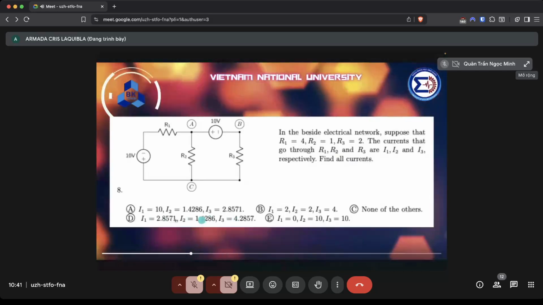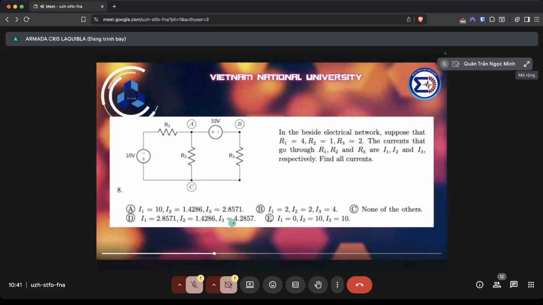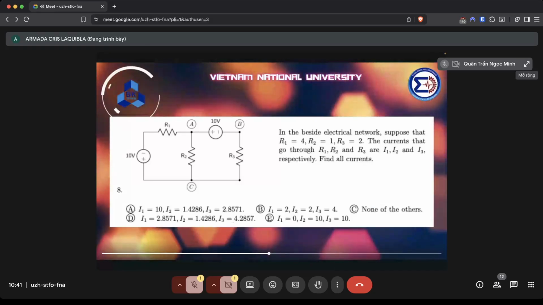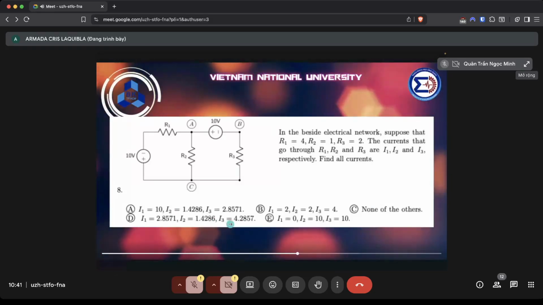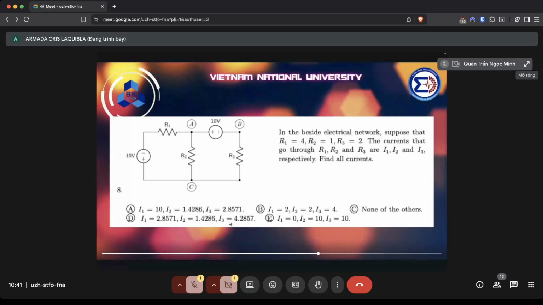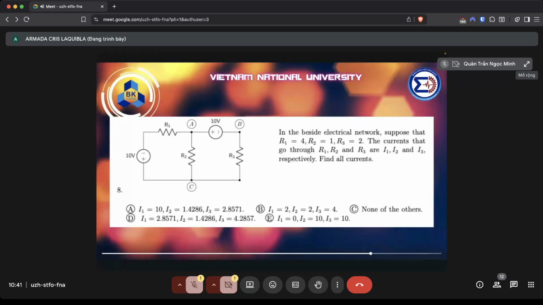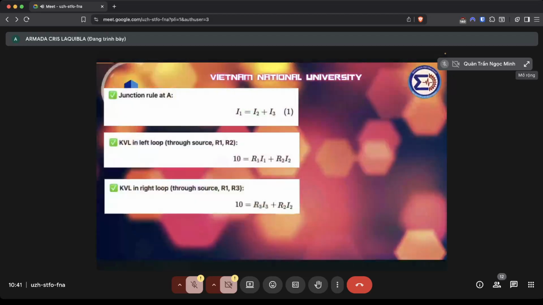Okay? It's letter D. Maybe you will say, oh, the I there is negative. I told you already, the current is always positive. But if it's negative there, it means that the direction that we chose is wrong. It should go to the other direction. Okay? And that's it.